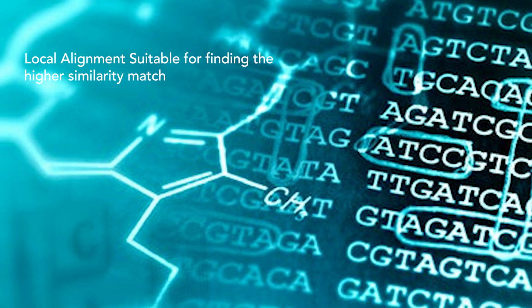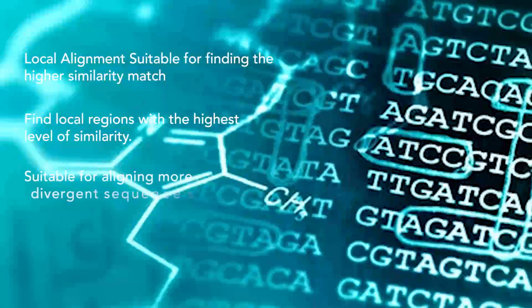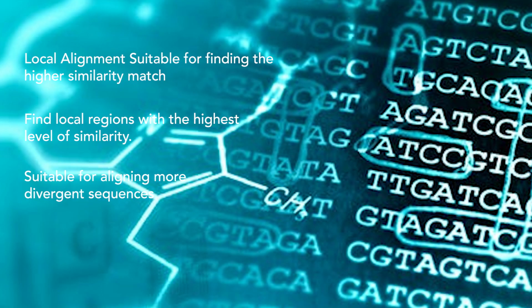Local alignment is useful for finding the higher similarity match, to find the local regions with the highest level of similarity. It is suitable for aligning more divergent sequences and finding conserved patterns in a gene or protein.